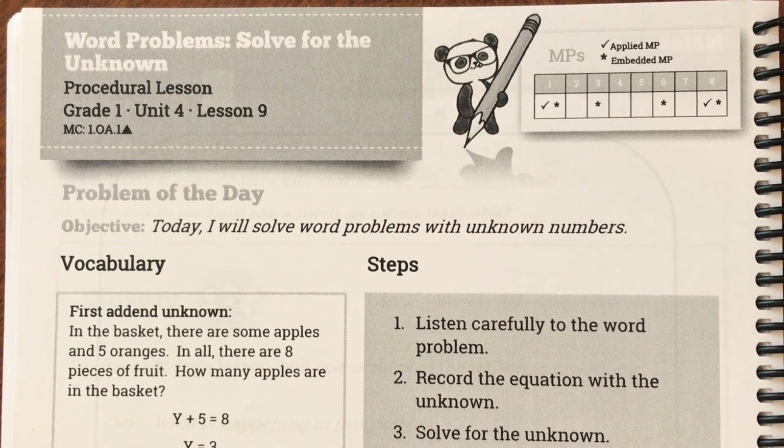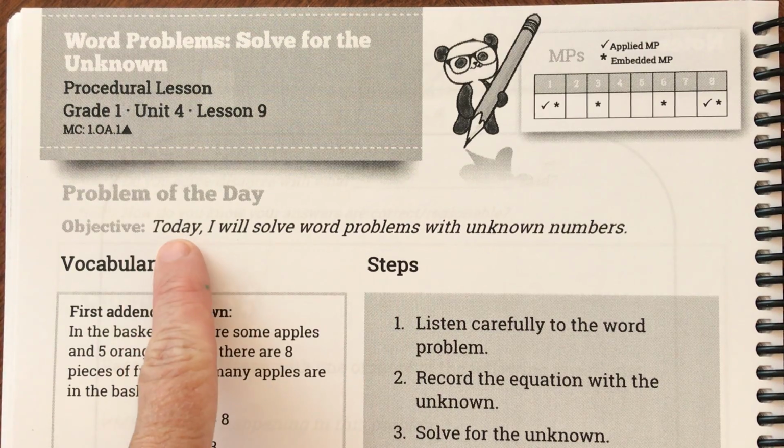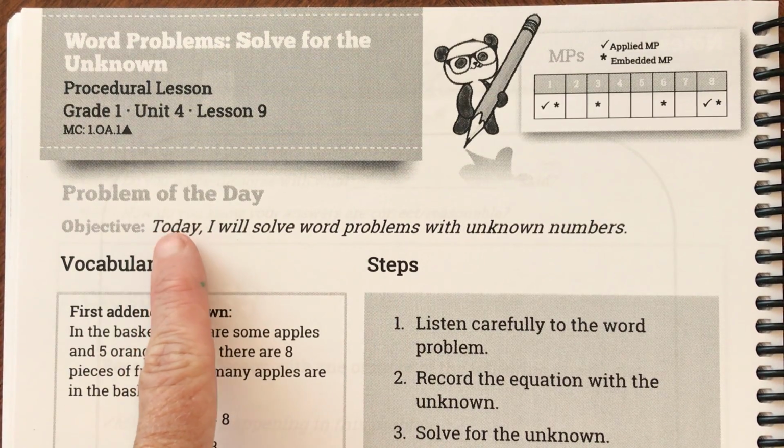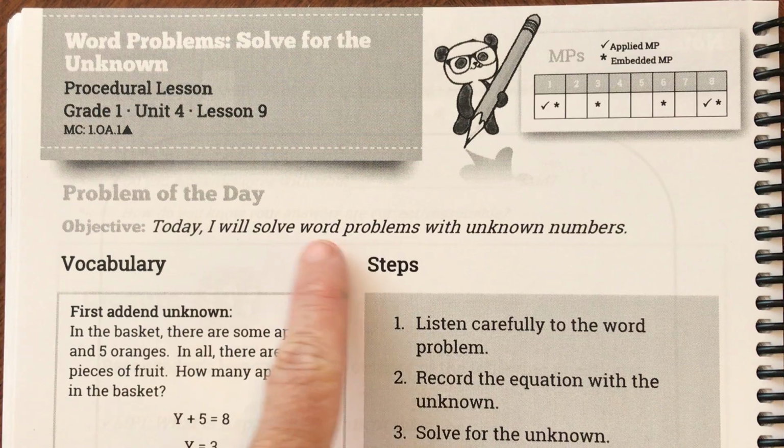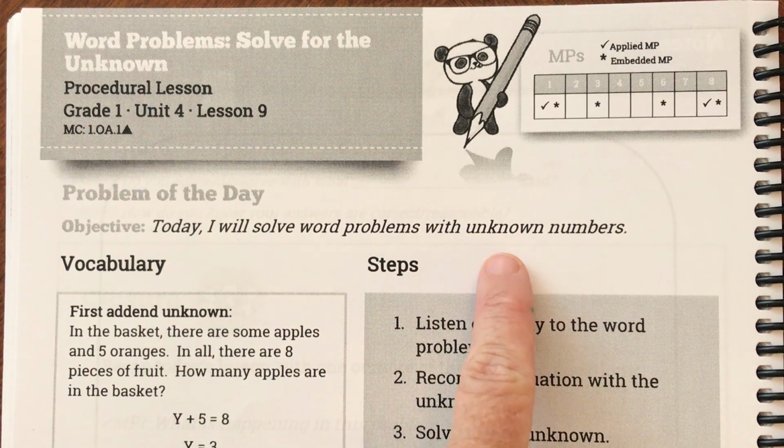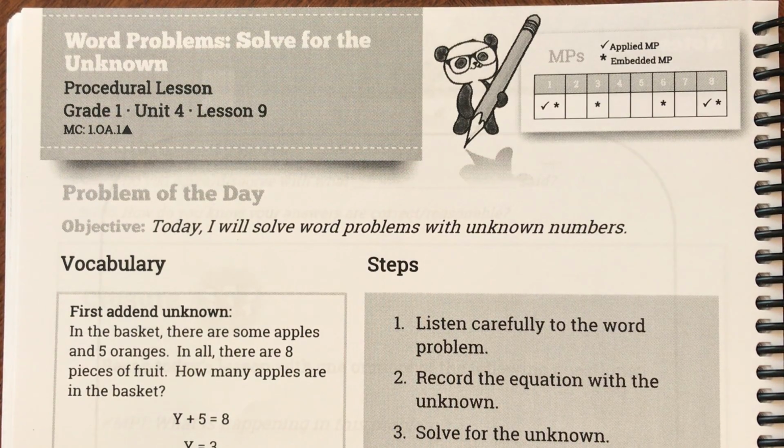Today we're on page 279 of your student journal, 279. And our objective today says, today I will solve word problems with unknown numbers. Unknown numbers. Okay, so friends, this says unknown numbers.